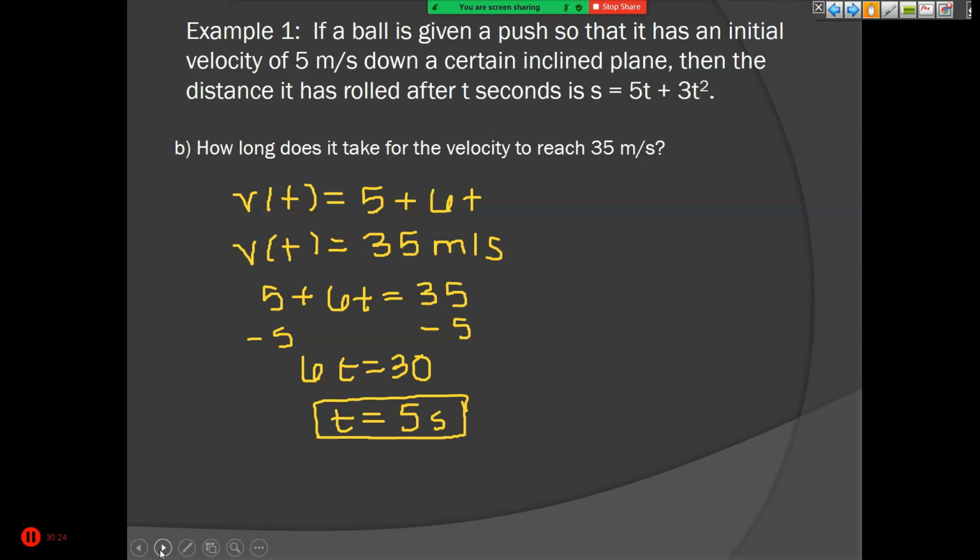So it takes 5 seconds for the velocity to reach 35 meters per second.